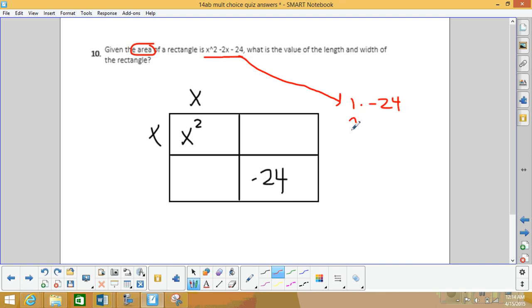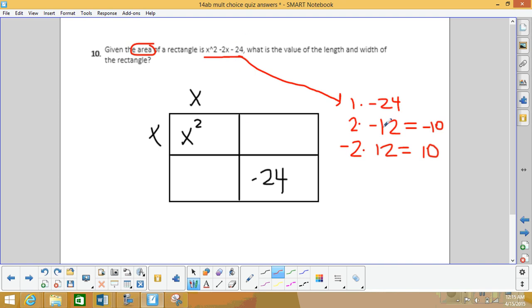So let's try, 2 times, let's say, negative 12. Well, 2 times negative 12 does give me negative 24. Okay, but if I add them together, then I end up with negative 10. And what if I flipped them around? What if it was negative 2 times a positive 12? Negative 2 times 12 is negative 24. And when I add them together, I get 10. So that won't work because it needs to equal negative 2.